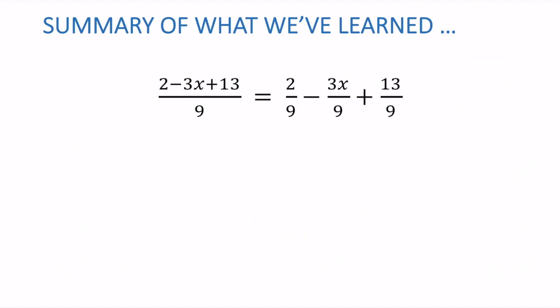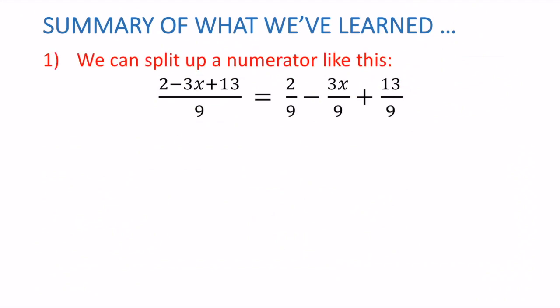So let's summarize what we've actually learned today. So we're done all the examples. The first thing that we have learned is that we can split up a numerator just like this. So if we have the top with multiple terms, and the bottom is just a single term, we can split it up into each of the terms, separated by the same pluses and minuses that we would see on the top. And these represent the exact same thing.